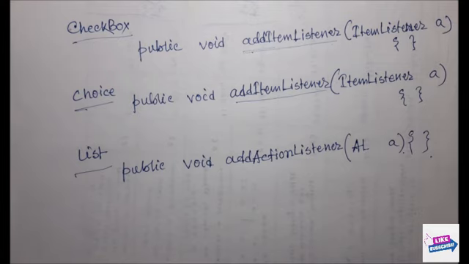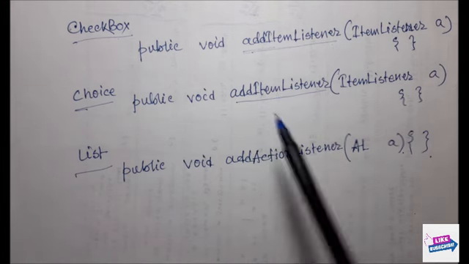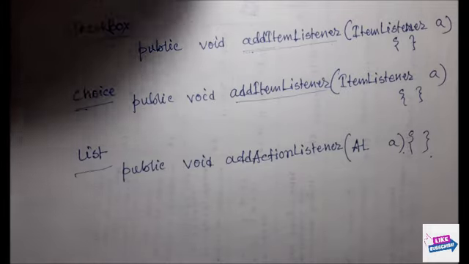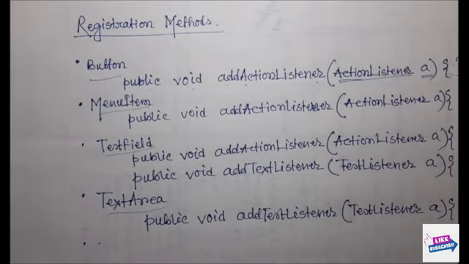For example, in case of checkbox, I have to use the add item listener, and in case of choice, we have to use the add item listener. For list, add action listener. In case of button, we use the action listener. In case of menu button, we also use the action listener. In case of text field, we use add action listener, and we have also used the text listener. For text area, we also use the text listener. So these are the names of the listeners corresponding to the component, container component methods.